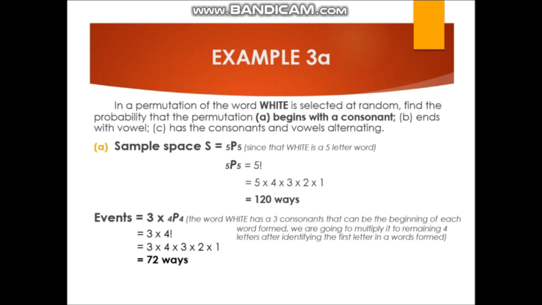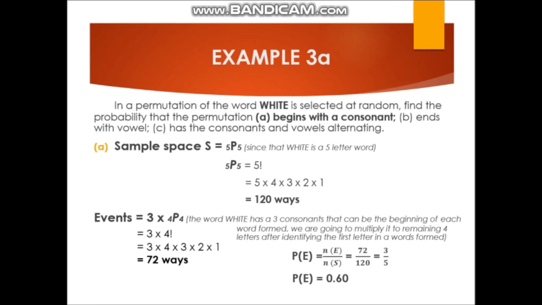In this case, maalalaman na natin kung ano ba yung probability of an event begins with a consonant. So that is just simply 72 divided by 120, which is equal to 3 over 5. And the 3 over 5 is equivalent to 0.60.